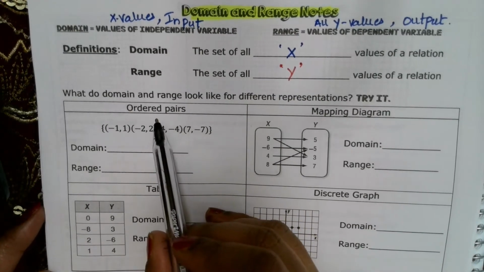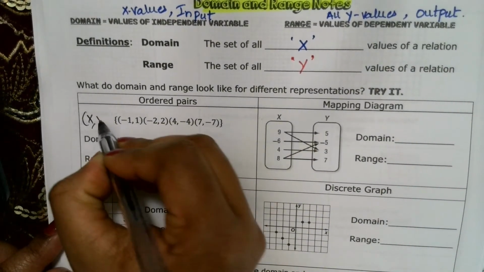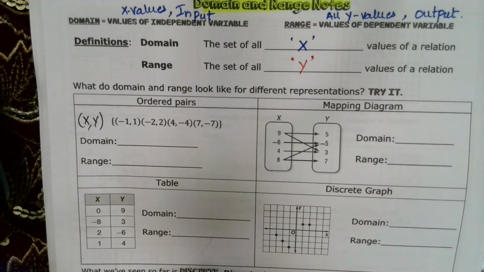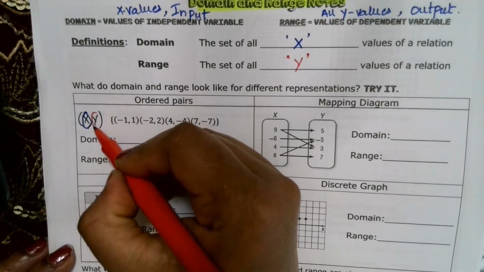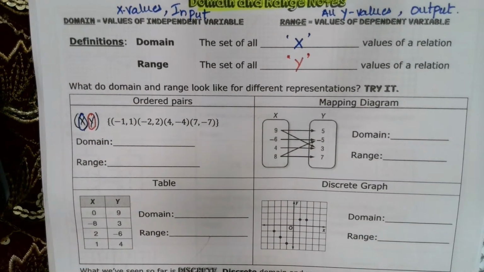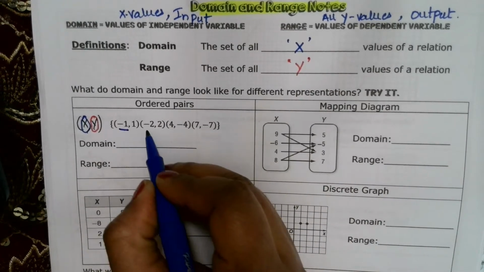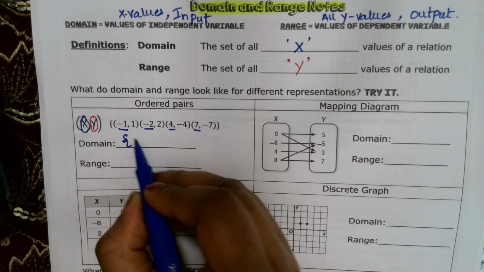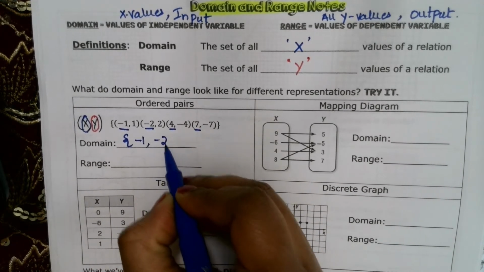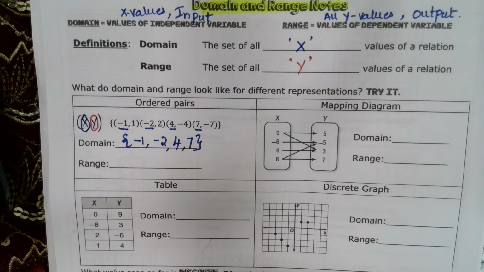So let's look at an ordered pair. An ordered pair is of the form x comma y. You start off with x, and then the second one talks about the y. So again, x are all domain and y values are all range. Let's pick out all the x values from this ordered pair: -1, -2, 4, and 7. So your domain consists of the values -1, -2, 4, and 7. We write all those numbers, separated by a comma.